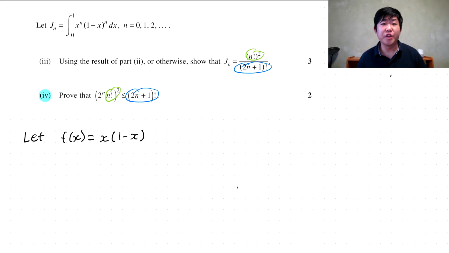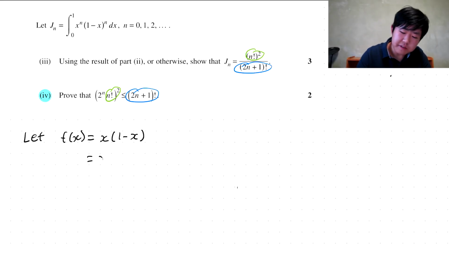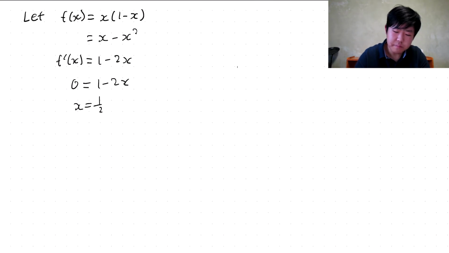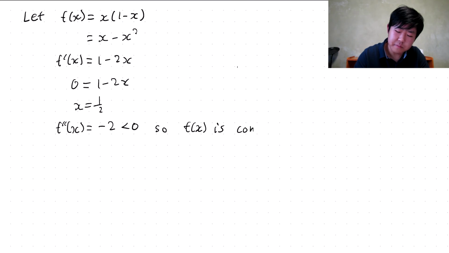Now I'll use the differentiation method. So let's expand that. f'(x) is 1 minus 2x. Then 0 is 1 minus 2x. x equals a half. And one more thing. f''(x) equals minus 2, which is smaller than 0. So f(x) is concave down.